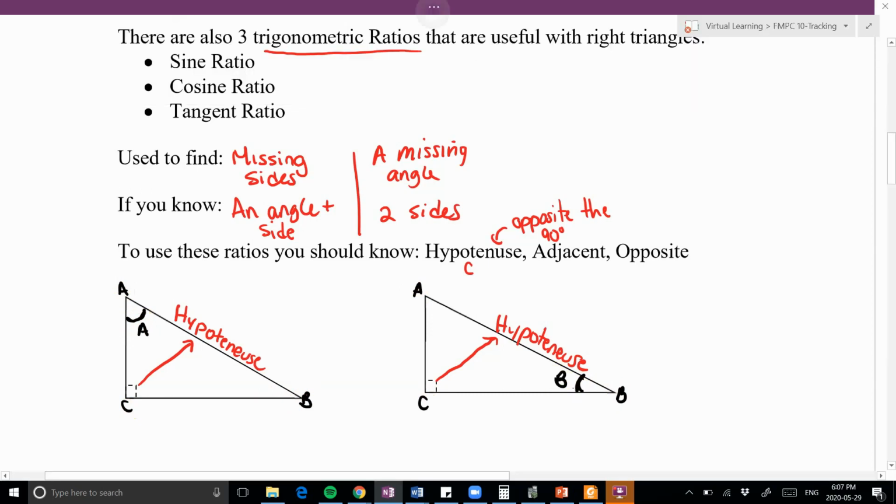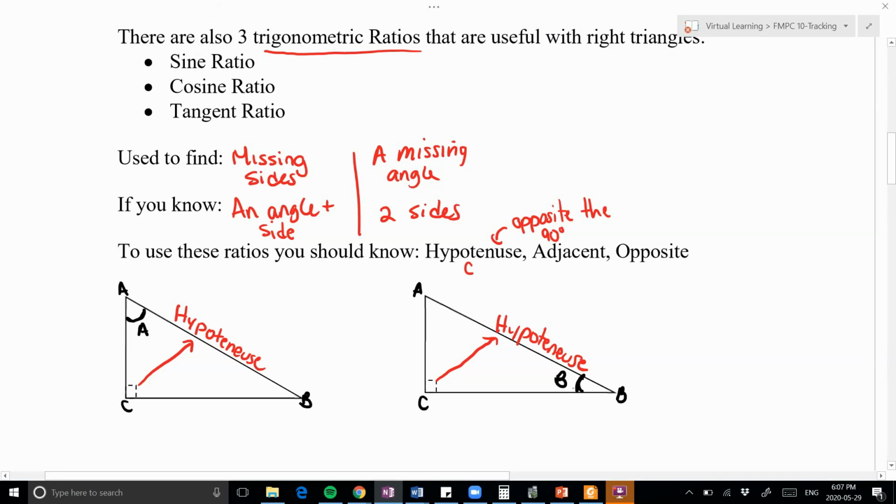For both of them, the hypotenuse is going to be across from the right angle. That's always going to be the same, just like with Pythagoras. The ones that change are your adjacent and your opposite. Adjacent means beside, and opposite is across. And they're both in relation to the missing angle.